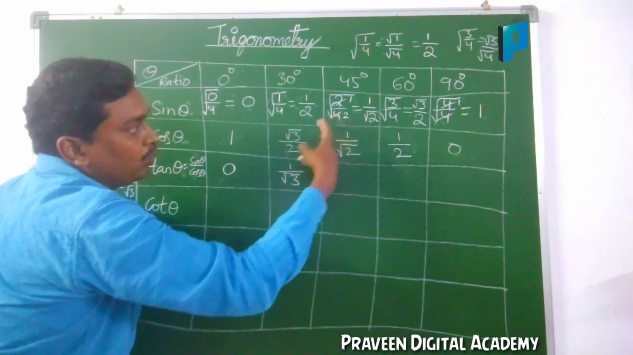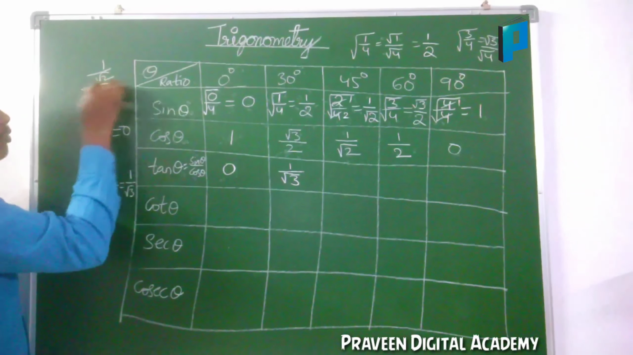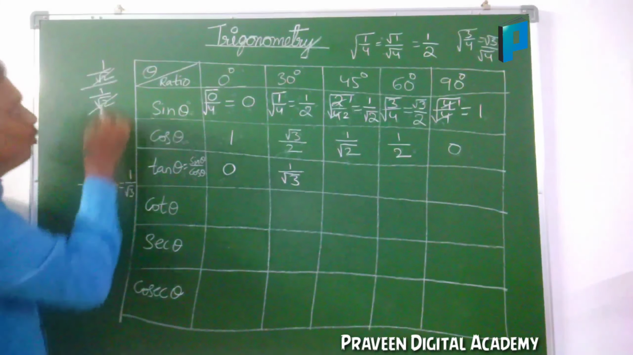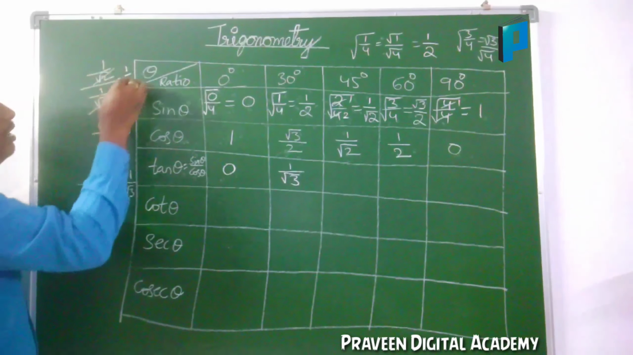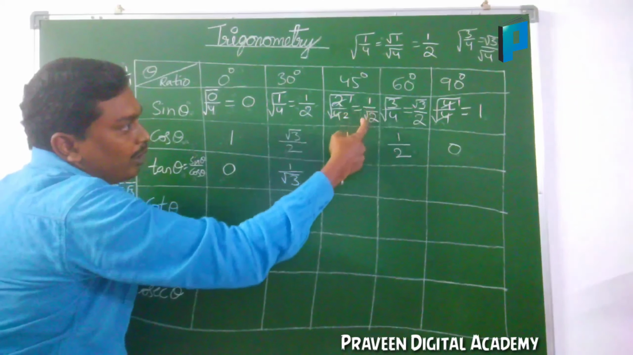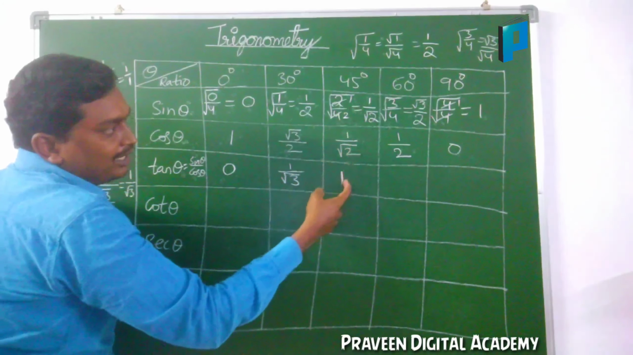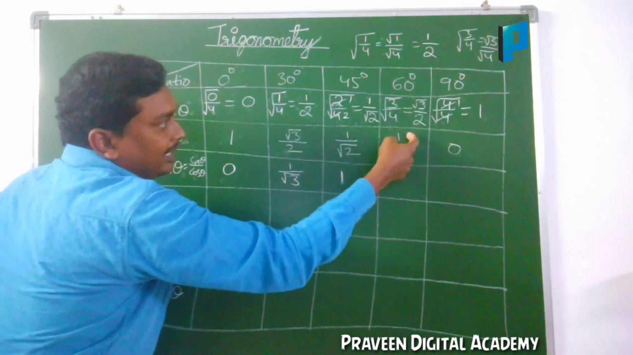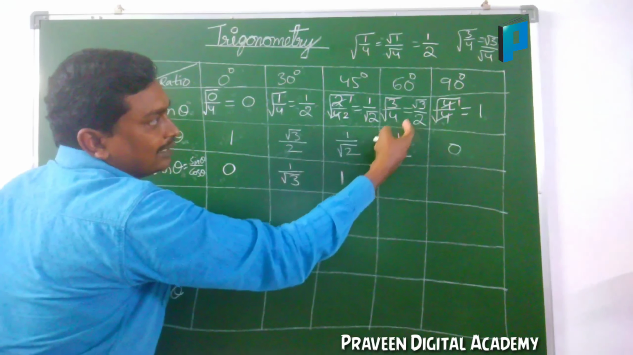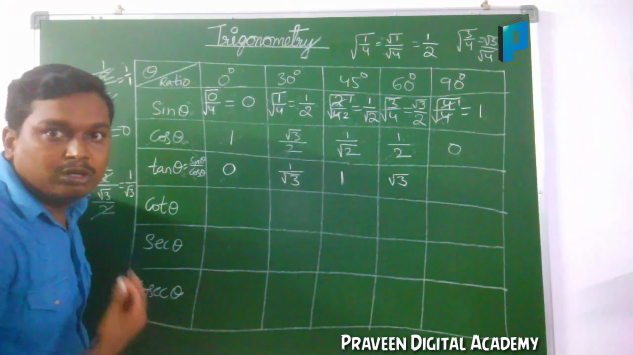Here we are having 1 by root 2 by 1 by root 2. Here root 2 gets cancelled. What we will have here? 1 by 1. 1 by 1 itself is called 1 only. Here 1 by root 2, we are dividing. Root 2 gets cancelled. 1 by 1 is 1. Here also you divide it: root 3 by 2 by 1 by 2. Here 2 gets cancelled. Root 3 by 1. What will we get here? Root 3 by 1 is root 3.